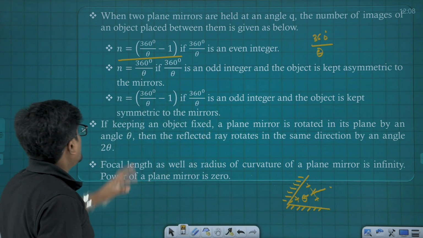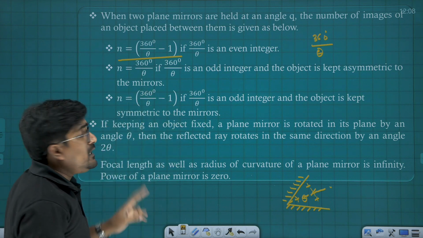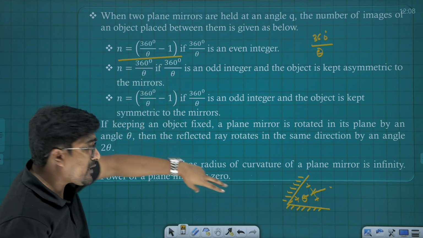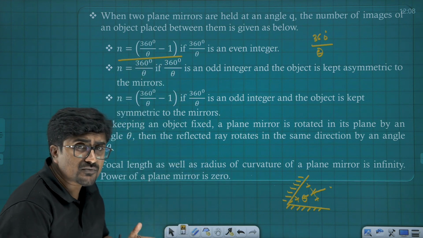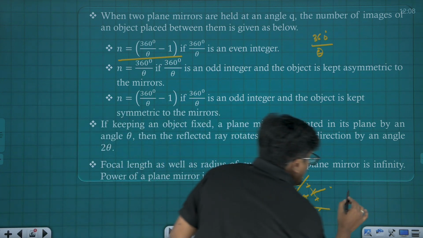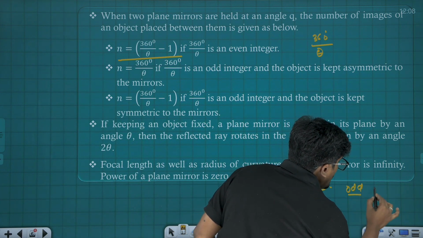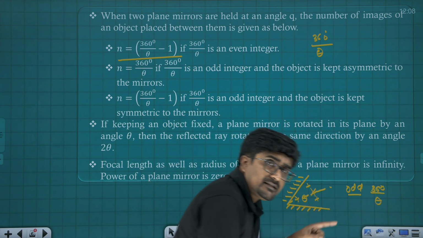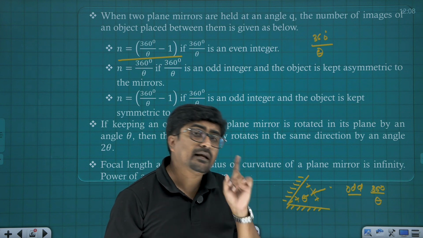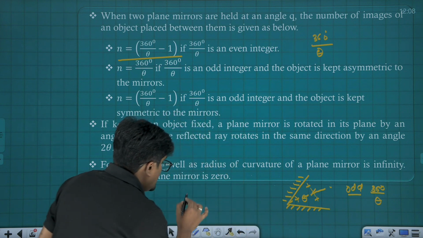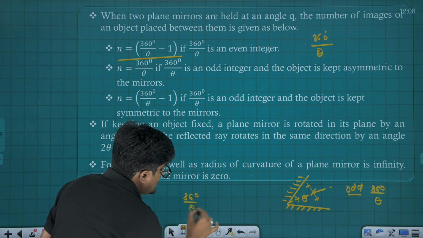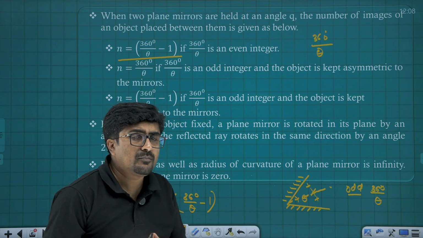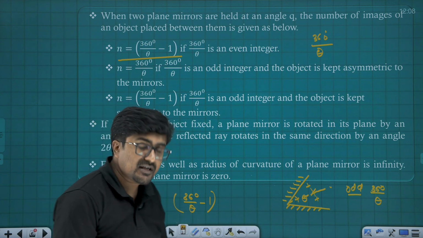And if it is an odd number, then we will write it as 360 divided by theta. Alright, I told you there are two possibilities, symmetric as well as unsymmetric. So if this is an odd number, then it is 360 by theta if it is unsymmetric. And if it is symmetric, then it has to be 360 divided by theta minus 1. Alright, I repeat once again, if it is an even number, it's 360 by theta minus 1, in both cases, symmetric as well as unsymmetric.